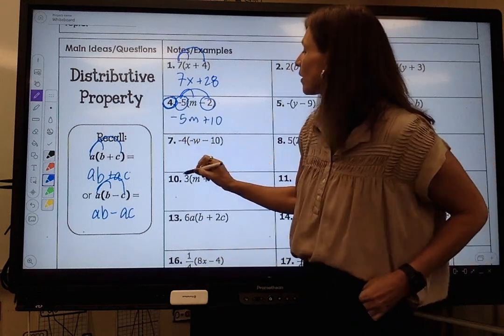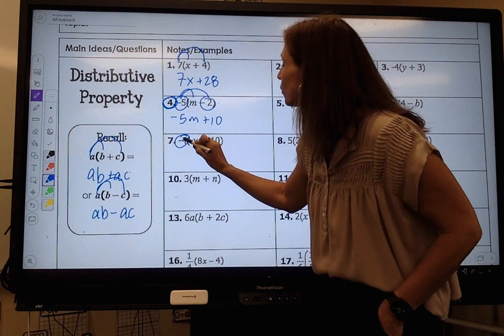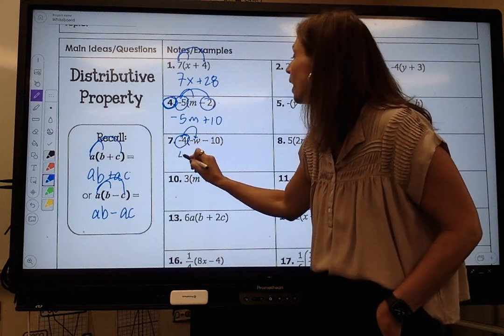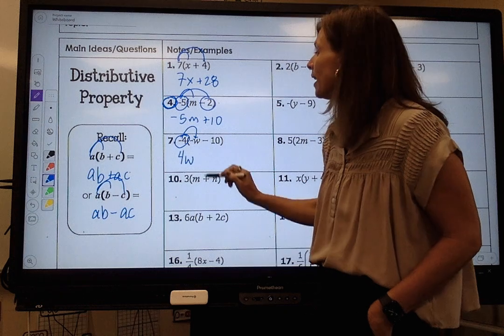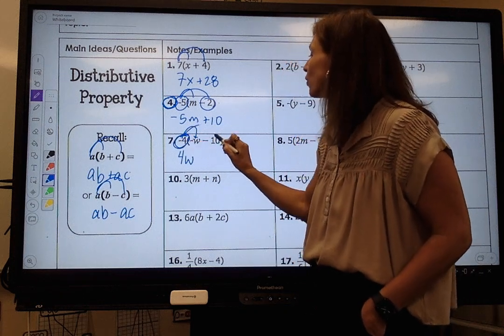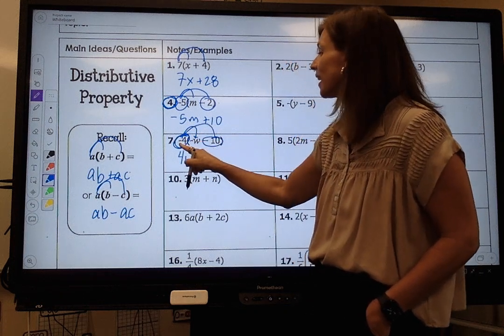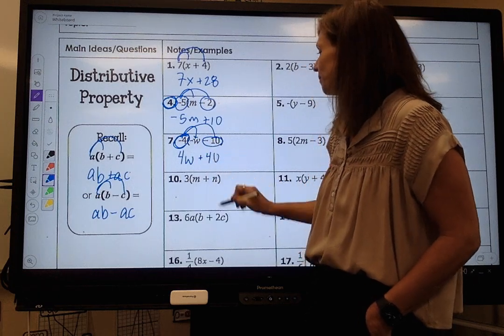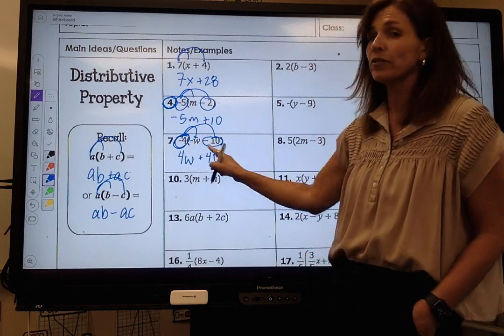Look down here to number 7. You have a negative 4 times a negative w. A negative times a negative is a positive 4w. And then I distribute that negative 4 to a negative 10. And a negative 4 times a negative 10 is a positive 40. Okay, so be careful about those negatives.